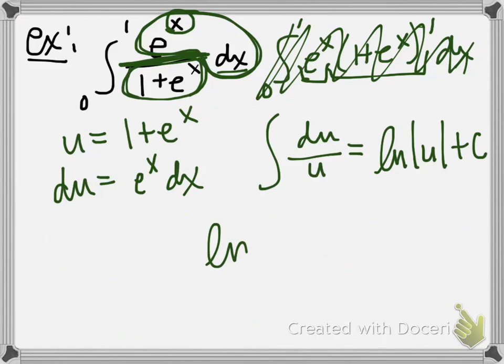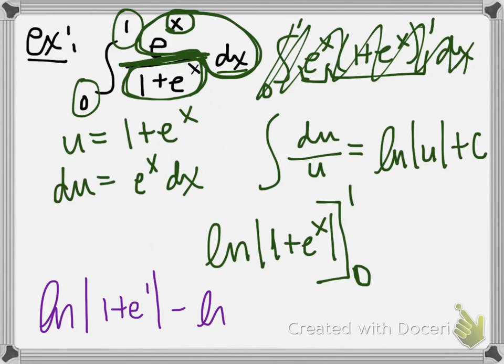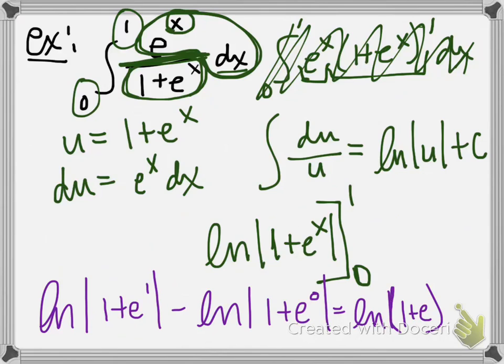Now I'm going to change the u back into 1 plus e to the x. And I don't need the plus c because we have limits of integration. So we'll do 0 on the bottom and 1 on the top. So let's plug this in. This would be ln of 1 plus e to the first minus ln of 1 plus e to the 0. So that is ln of 1 plus e, which, 1 and e are both positive numbers, so I can change that to parentheses, minus e to the 0 is 1, so this is minus ln 2.